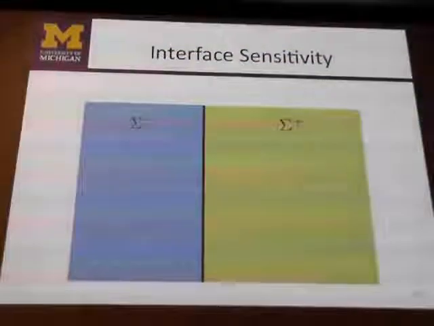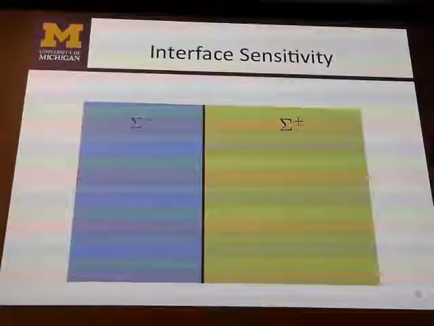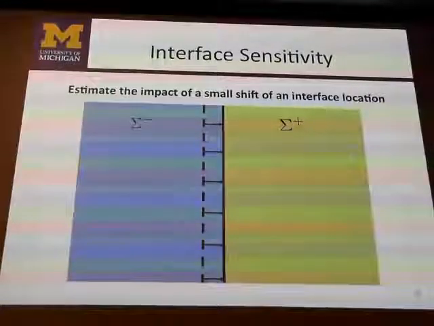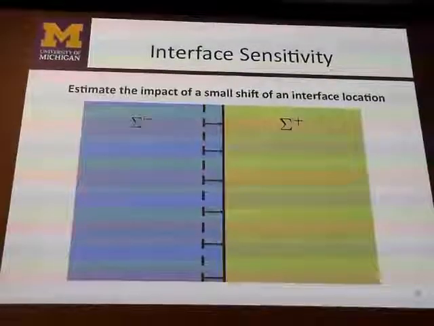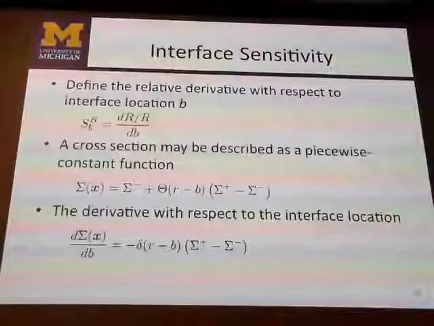Okay, so interface sensitivity. You've got two regions here. We're going to call this the minus side, and we're going to call this the plus side. They have their own cross sections. We want to know the impact of a small shift of the location. So we're going to use Monte Carlo perturbation theory to tell us this.